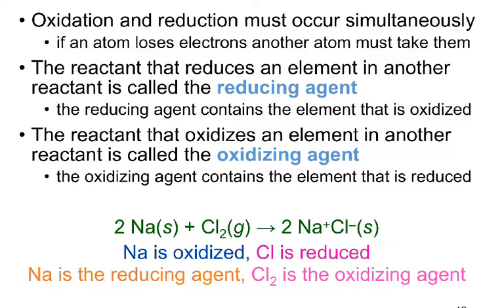A couple more definitions for you. The reactant that reduces an element in another reactant is called the reducing agent, or you can look at it as the reducing agent will contain the element that's oxidized. The reactant that oxidizes an element in another reactant is called the oxidizing agent. It's going to contain the element that is reduced. So in our sodium plus chlorine makes sodium chloride, the sodium is oxidized, the chlorine is reduced. Sodium is the reducing agent. It's acting to do the reducing of the chlorine, and chlorine is the oxidizing agent. It's acting on the sodium to oxidize it.